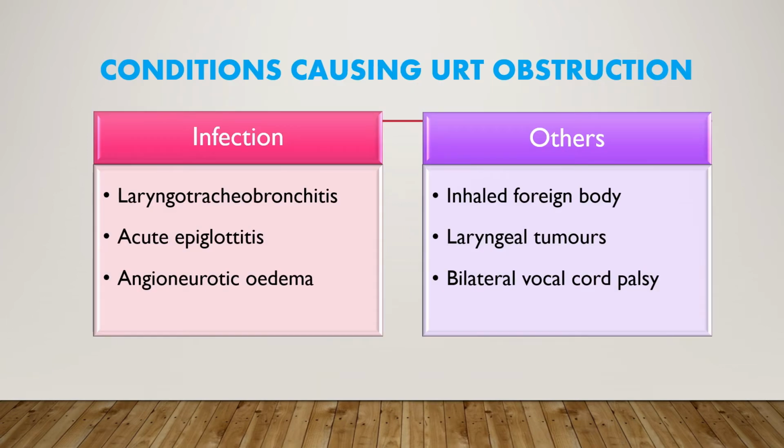Other conditions that cause upper airway obstruction are infections, for example, laryngotracheobronchitis, acute epiglottitis, and angioneurotic edema. Other things are inhaled foreign body, laryngeal tumors, for example, laryngeal malignancy, and conditions that cause bilateral vocal cord palsy, for example, stroke.